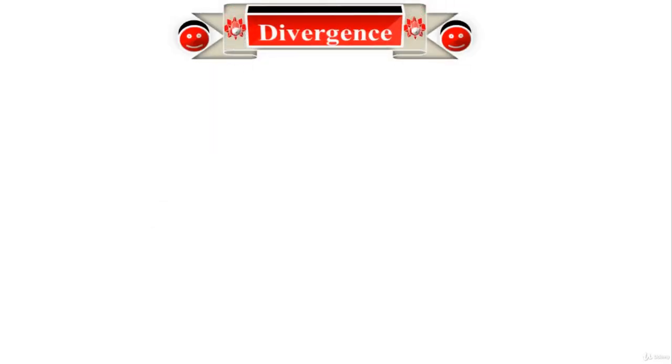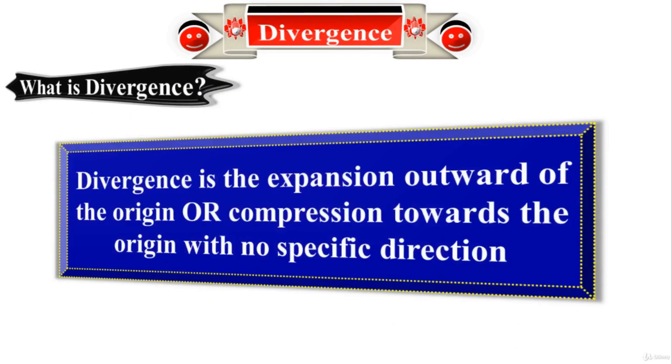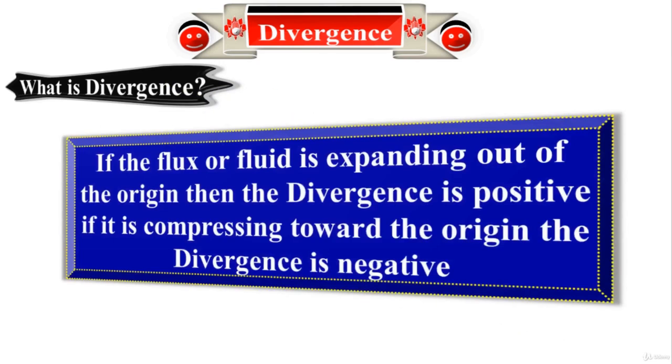Divergence. What is divergence? Divergence is the expansion outward of the origin or compression towards the origin with no specific direction. When we deal with something that is expanding out of the origin or going towards the origin, we use divergence. But there is no specific direction for the divergence. If the flux, let's say for example the flux or liquid is expanding out of the origin, then the divergence is positive. If it is compressing toward the origin, the divergence is negative.